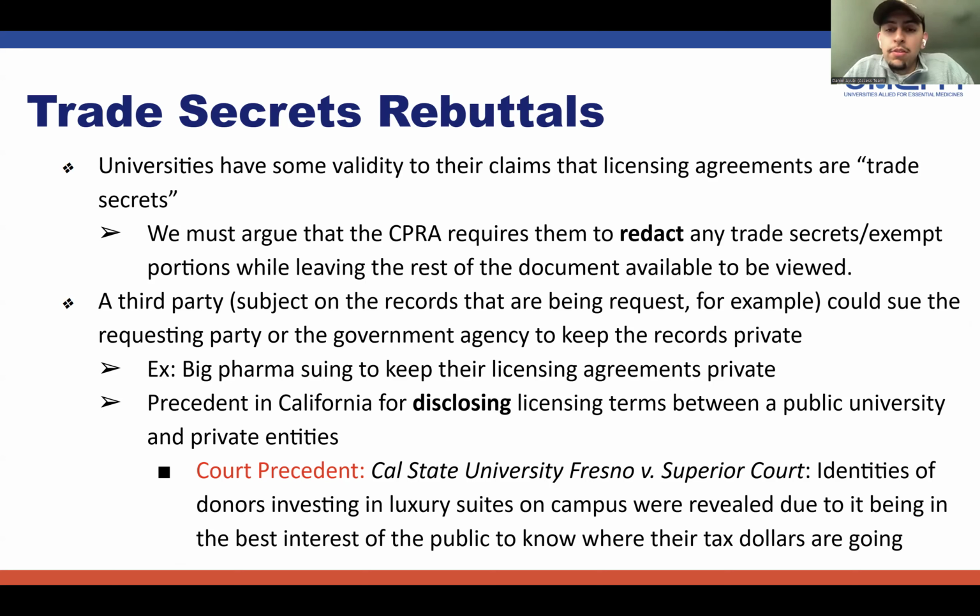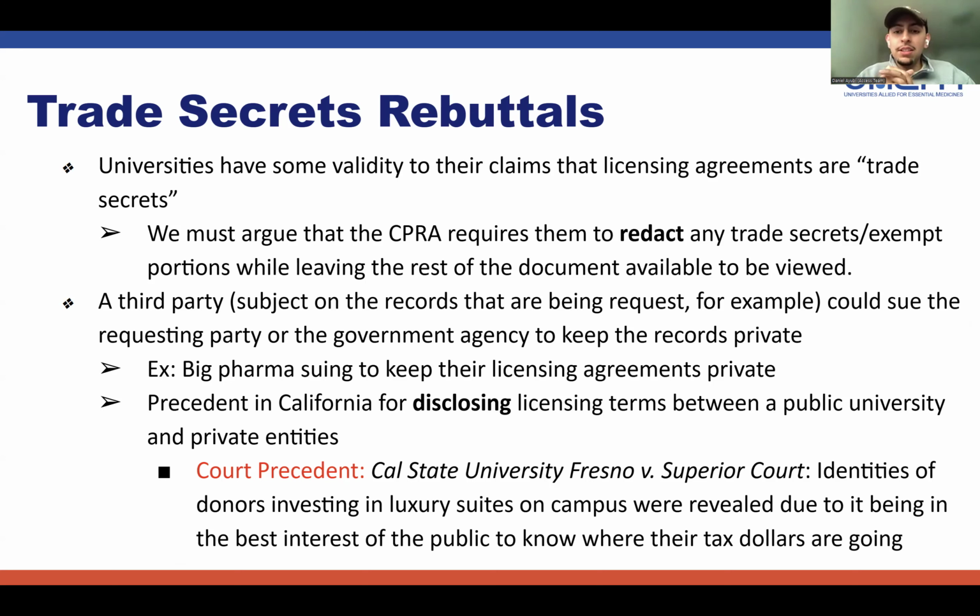Another issue that we might run into is that a third party, which is a subject on the records that are being requested, for example. In this case, an example would be a pharmaceutical company. If we're asking a UC for a licensing agreement, the pharmaceutical company would be the third party, and they could technically sue the requesting party or government agency to keep the records private. So they just want to make sure that they keep their licensing agreements private.